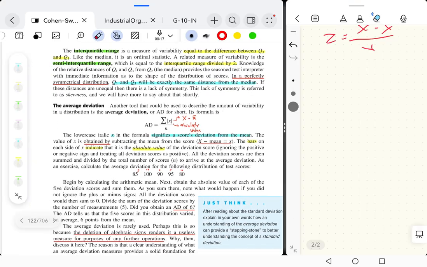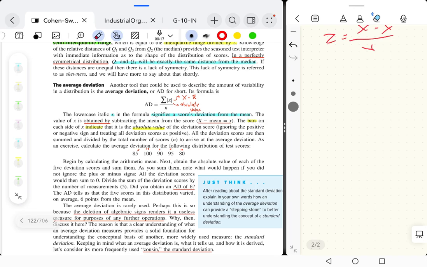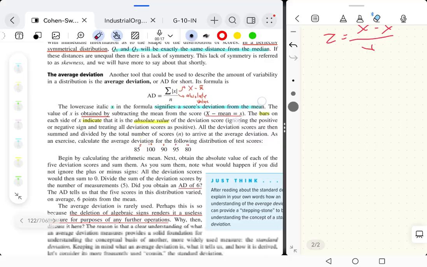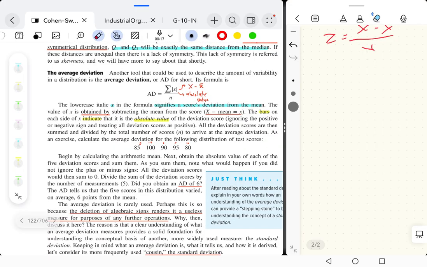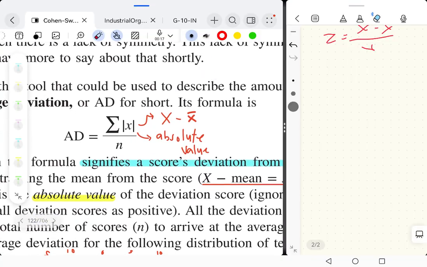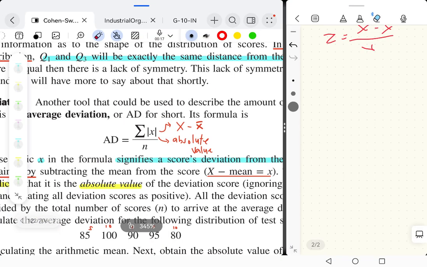Now let's move on to average deviation. Average deviation is actually a cousin to standard deviation. But the reason why average deviation is not that used is because it permits the deletion of algebraic signs, rendering it a useless measure for the purposes of any further operations. What do you mean, the deletion of algebraic signs? In average deviation, these bars that you see here mean that you have to use the absolute value.